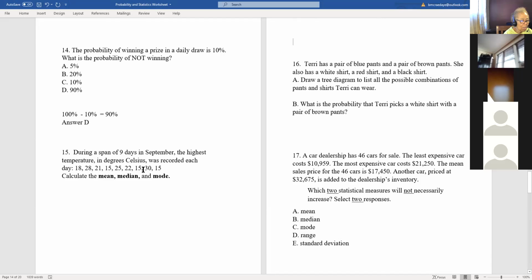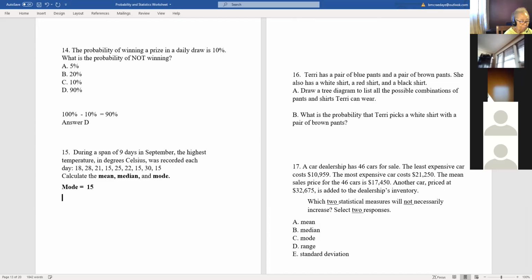The mode is 15 because there are three 15s. So 15 appears the most. So that's the mode: 1, 2, 3, 4, 5, 6, 7, 8, 9.